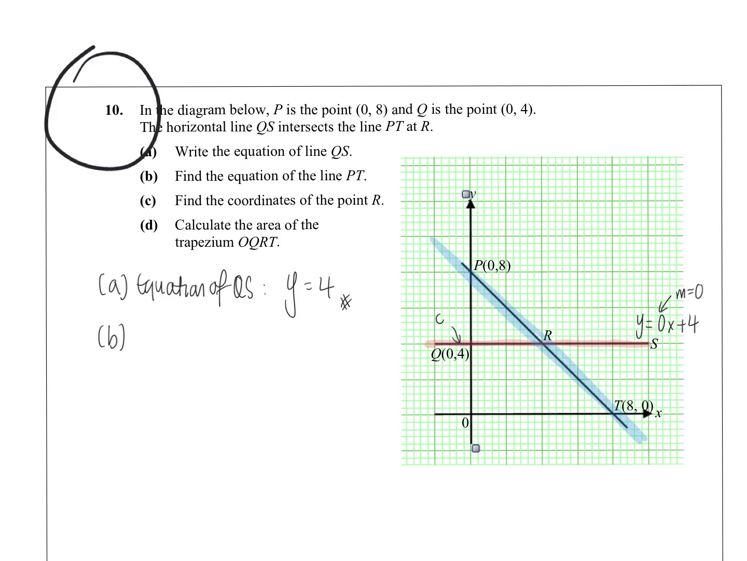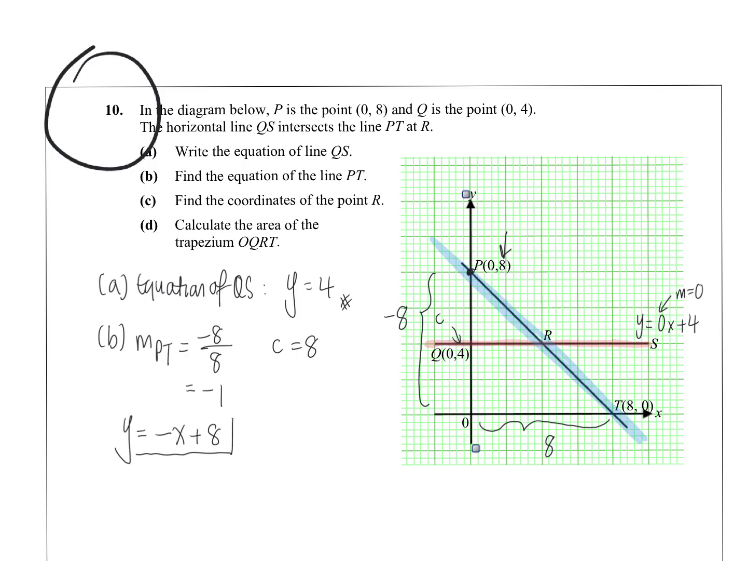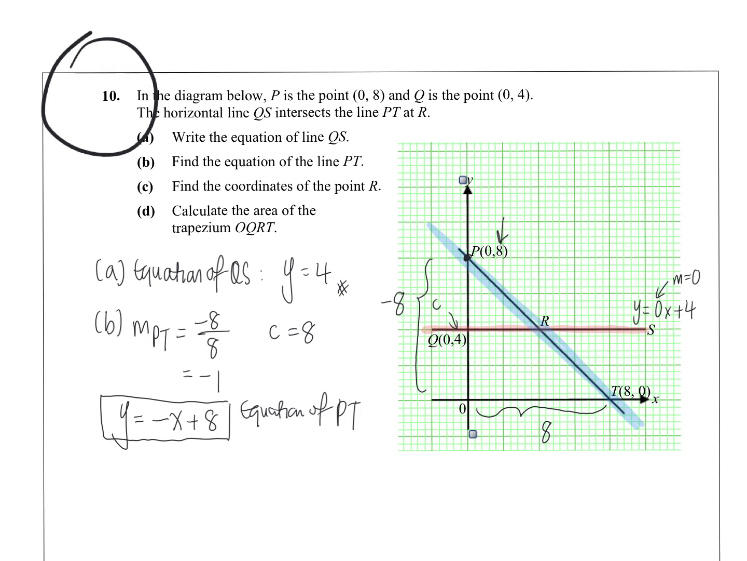Okay, I want to find the blue line. I need the gradient of PT, which is rise over run. If you want to find gradient from the 2 coordinates also can. So the rise in this case is -8 because you are going downward. It's a negative rise. The run is 8. So it's -8 over 8, which is -1. My y-intercept of this line is 8. So you can straight away give me y equals -x plus 8. So this is the equation of PT. Okay, if they give you on grid, usually it's easier.